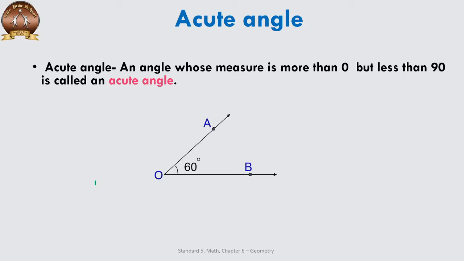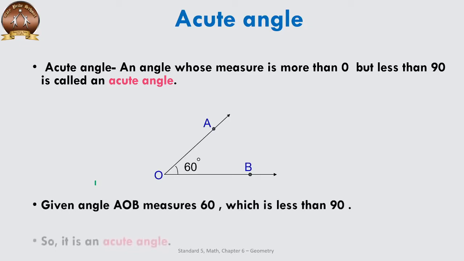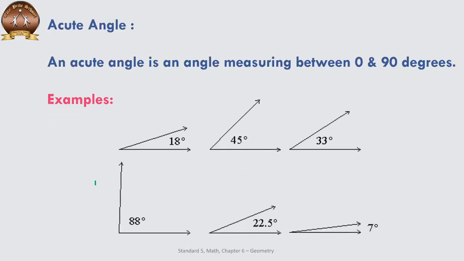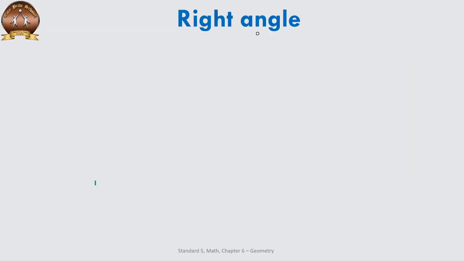It is known as an acute angle. You can see, for example, angle AOB is measuring 60 degree, which is less than 90. So it is an acute angle. Such figures are acute angles like these: 18 degree, 45 degree, 33 degree, 88 degree, 22.5 degree, 7 degree. These all are acute angles. An acute angle, remember that it measures between 0 and 90 degree.